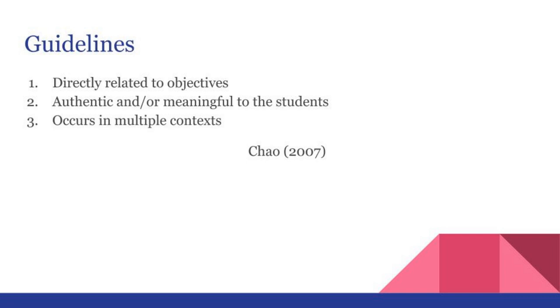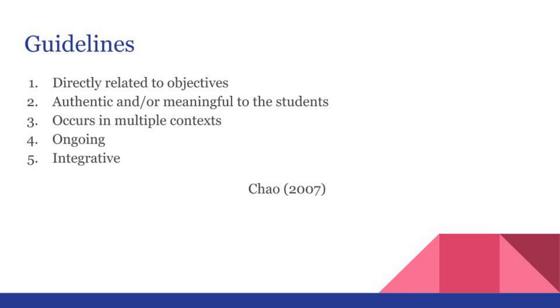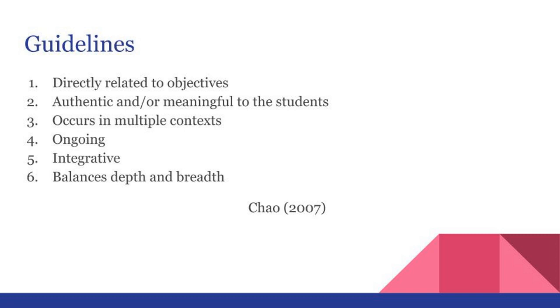Third, assessment should occur in multiple contexts. That is, it should provide students with opportunities to demonstrate their knowledge and abilities in different ways. Fourth, assessment should be ongoing. That is, it should be used at various times during the task or lesson. Fifth, assessment should be integrative. That is, it should assess both language and content. And finally, assessment should balance depth and breadth. That is, it should combine traditional and alternative measures.